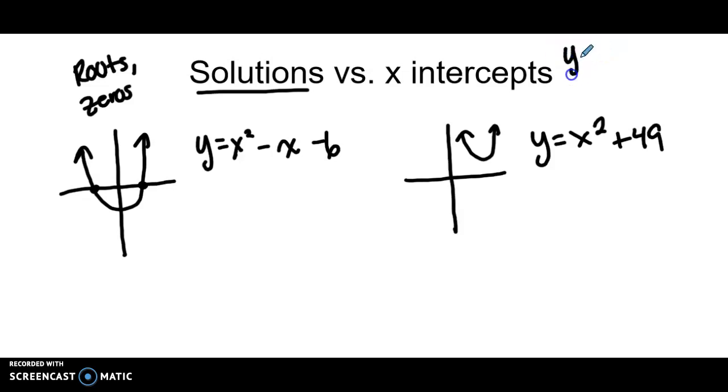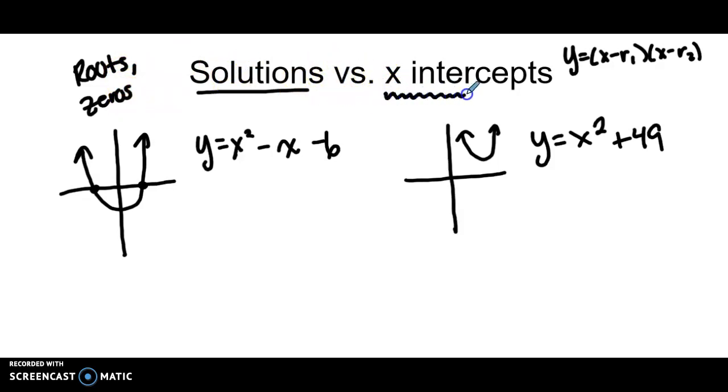Remember, you can always take y equals x minus your first root times x minus your second root, and then you can multiply that out to give you the equation of your parabola. Solutions are numbers that when you plug them in, make the equation true. So we're going to think of roots, zeros, solutions, and x-intercepts as all the same thing.